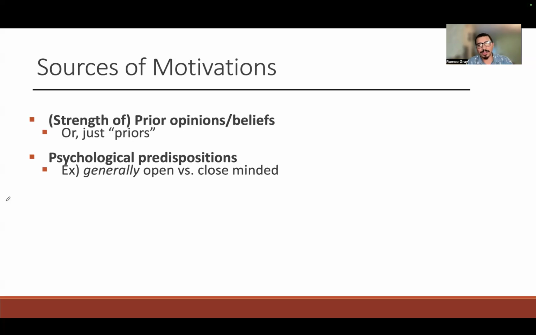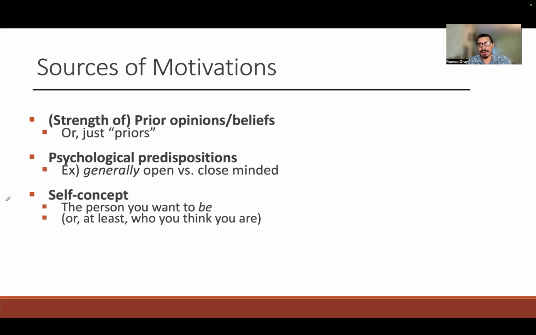Another really big source of people's motivations when it comes to information processing are psychological predispositions. For example, some people can be generally open-minded. They could also be, generally speaking, closed-minded. This is going to have an influence on our motivation, or motivations, plural.